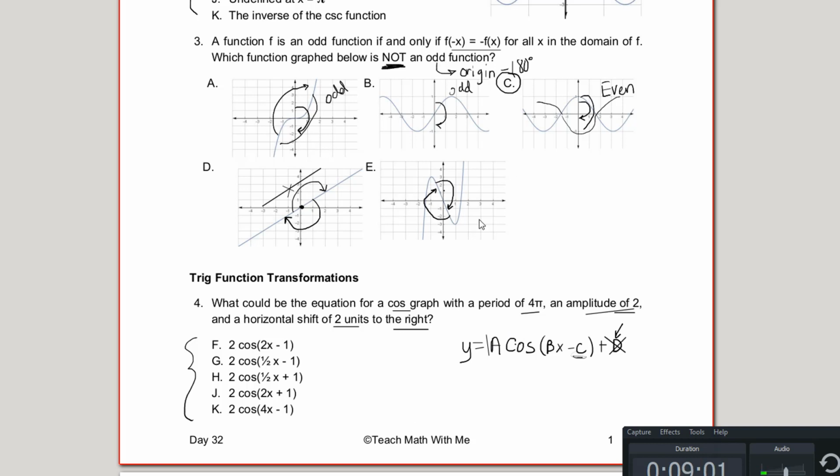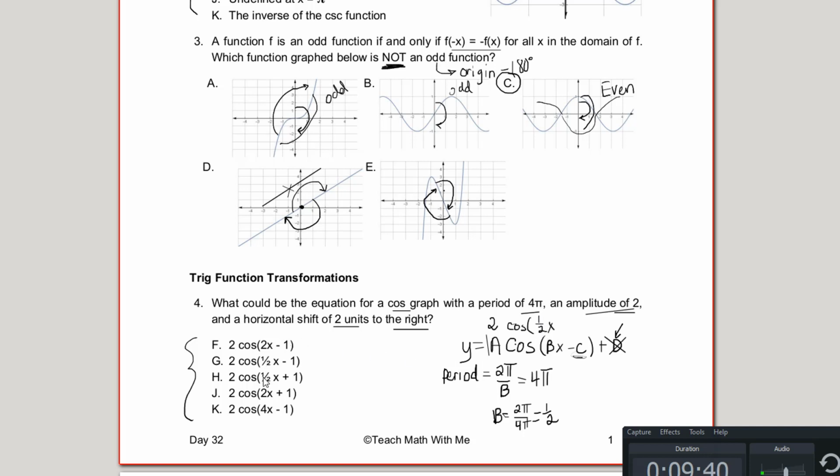Okay, remember our period is equal to 2 pi over b. And we are given that our period is equal to 4 pi. We're given that in the equation. So we can find what b is equal to. We want to solve for b, and b is going to be equal to 2 pi divided by 4 pi, which gives us 1/2. So b is going to be 1/2. So we already know we're going to plug in 2 for a. We have cosine. B we just found to be 1/2 x.